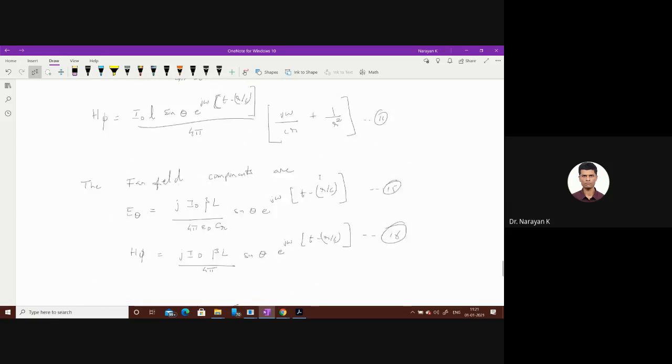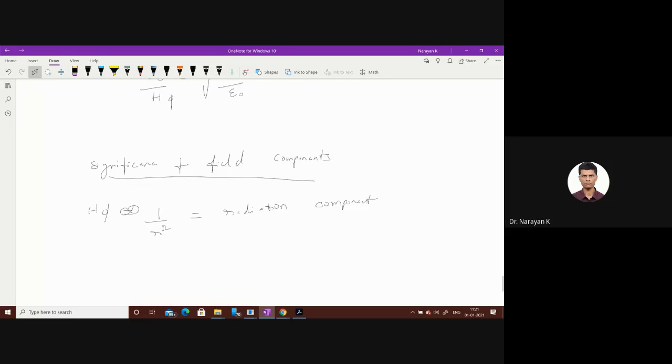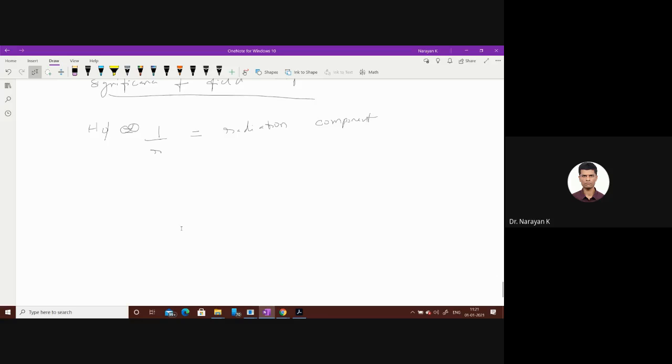This component varies with the distance r, not the square of the distance r. This is known as your radiation component. Next one, the term which varies with the square of the distance r is called the induction component. This one that varies with the square of the distance r is known as your induction component of the field. Which is that induction component?